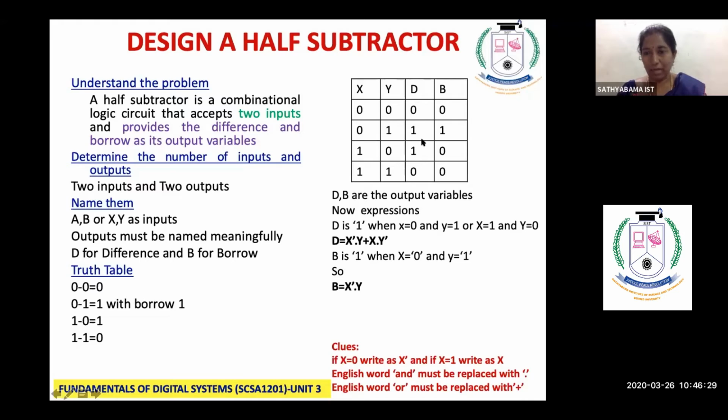So D is 1 under two circumstances. When X is equal to 0 and Y is equal to 1, or X is equal to 1 and Y is equal to 0. First, I know we have to write an expression, but before that I want you to think in English first. Then only we can convert it into any expression. So if you see here, D is 1 when X is equal to 0 and Y is equal to 1, or X is equal to 1 and Y is equal to 0.